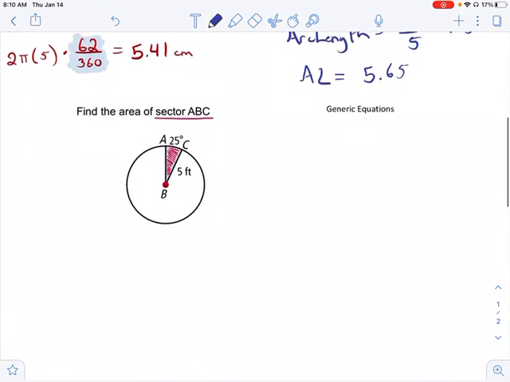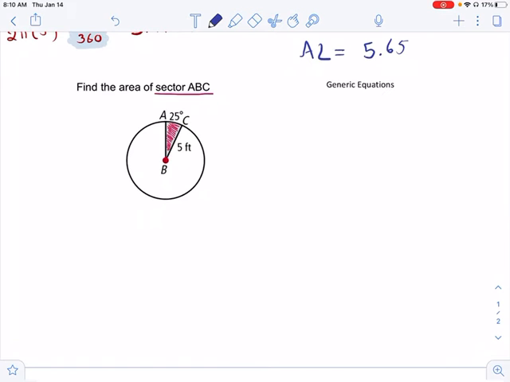Looking at sector area, this isn't going to be very different, except we're going to be taking the proportion of the area that we have here. So this is just going to be the entire area of the circle, multiplied by the proportion that I'm talking about. Here we can also see that they told us that arc measure is 25 degrees, and that's helpful because we know that our central angle is then 25 degrees as well.